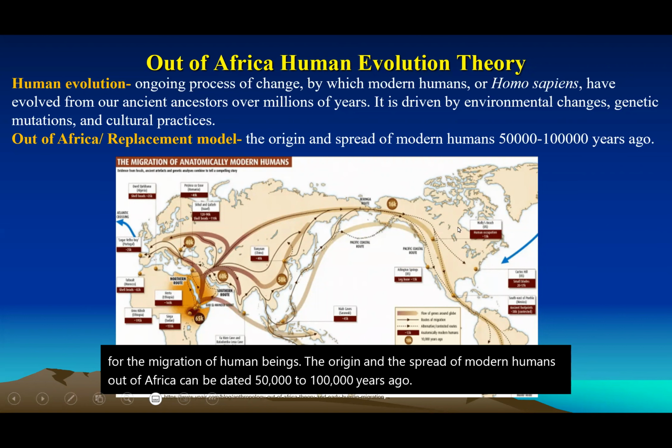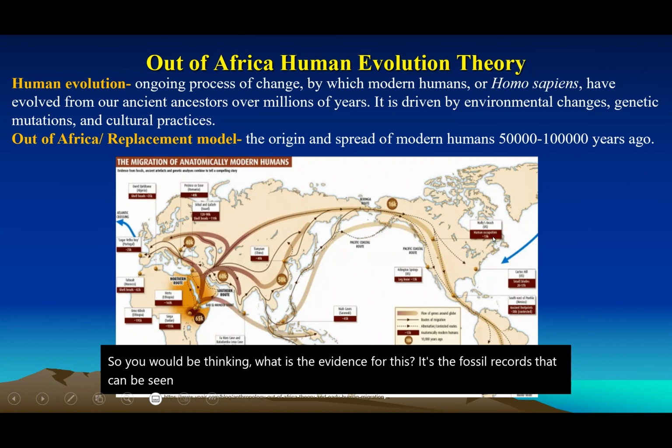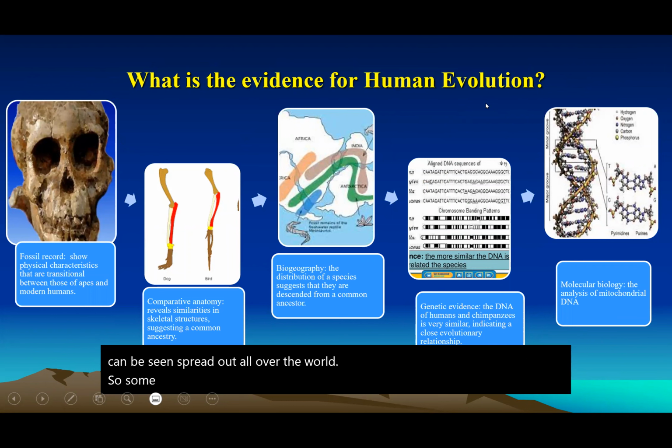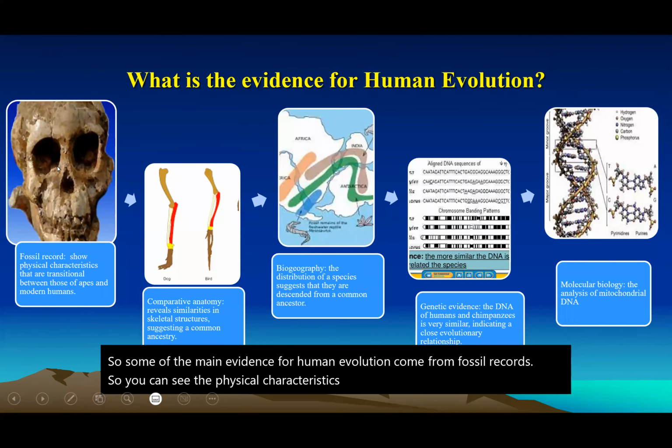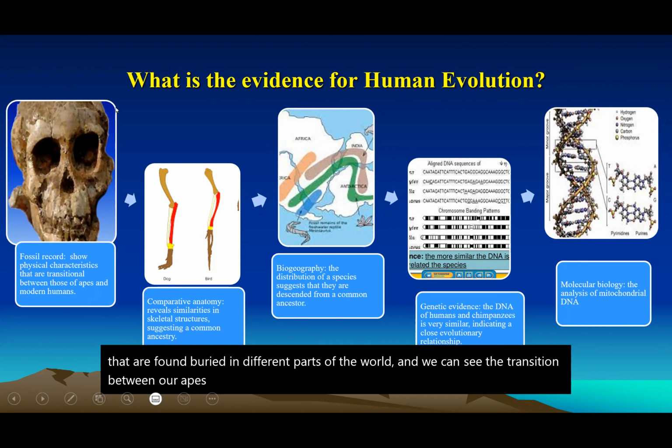So you would be thinking, what is the evidence for this? It's the fossil records that can be seen, spread out all over the world. So some of the main evidence for human evolution come from fossil records. So you can see the physical characteristics of the bones that are found, old bones that are found buried in different parts of the world. And we can see the transition between apes and humans.